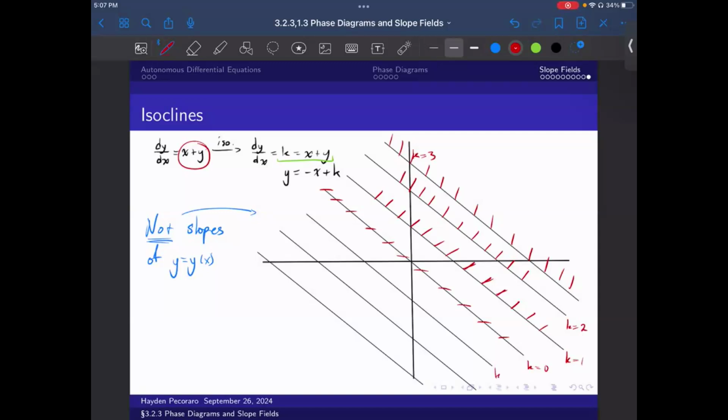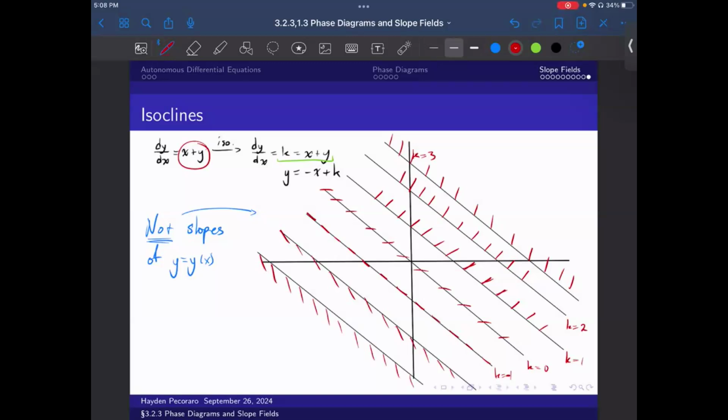Okay, let's see what happens at k equal minus 1. Now, at minus 1, the slope is minus 1, and that matches the slope of the actual line. So this is the only line where the slope of that line actually matched the slope of a solution curve. Right, and then down here, we've got more negative slopes, and we just need the last one, which should be minus 3. Okay, that worked out fairly nicely.